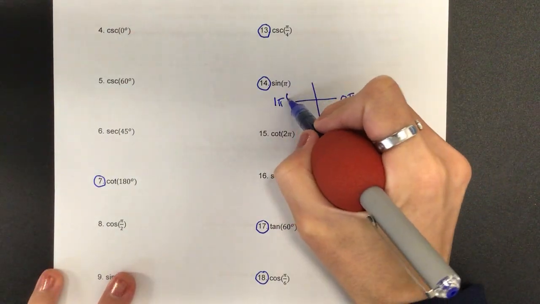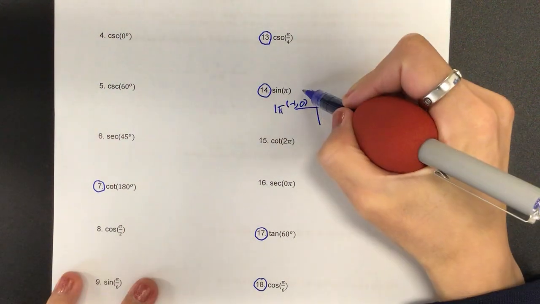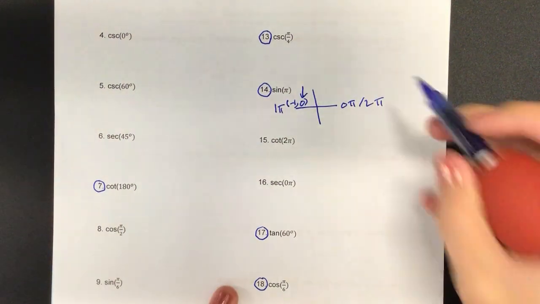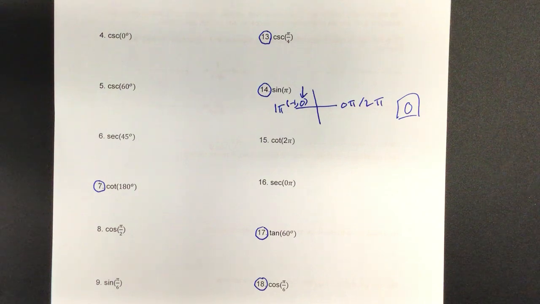-1, 0. And it was also mentioned, sine is the x value or the y value? Sine is the y value. So what is the y value coordinate of that? 0, done. And that was already on the unit circle, so I'm not going to worry about it.